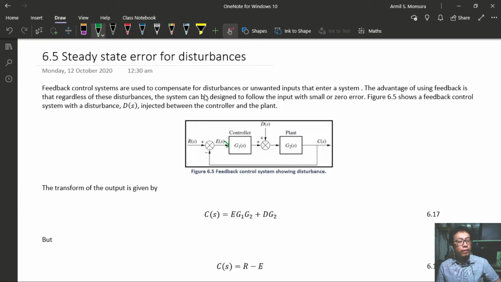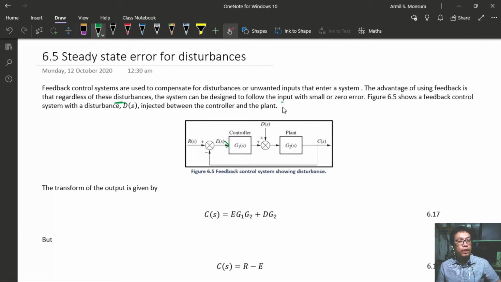Okay, now one advantage of using feedback is that it is resilient to disturbances. Kahit na even in the presence of a disturbance signal, your system can still be designed to follow the input with very minimal error.